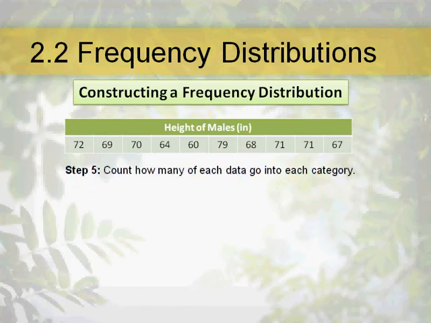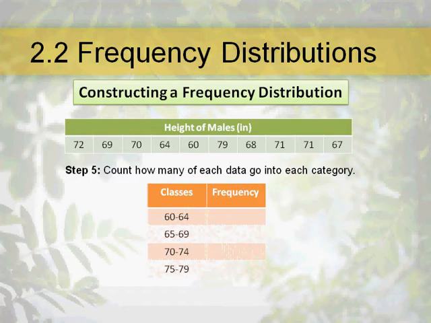Lastly, step 5, count up how much of the data belongs to each class. Since I see two numbers in our data that are between 60 and 64, I put a 2 in the frequency column next to 60 to 64. Continuing this process gives me 3 pieces of data between 65 and 69, 4 between 70 and 74, and 1 between 75 and 79.